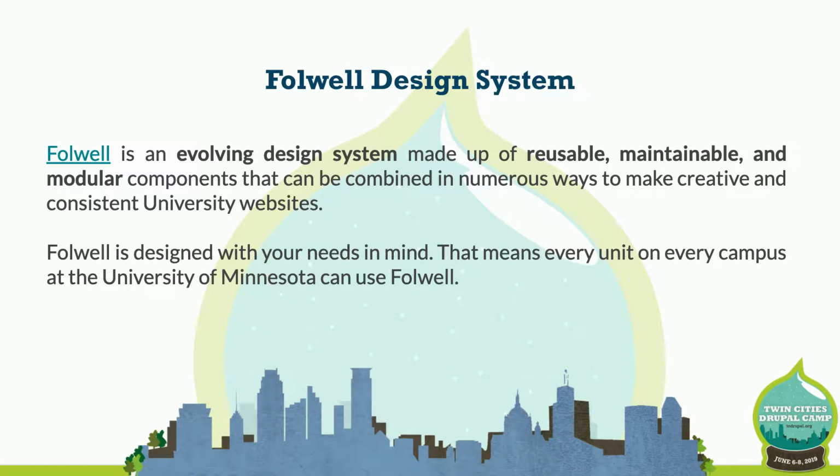Folwell is an evolving design system made up of reusable, maintainable, and modular components. So we follow an atomic design system to develop all those components. We start developing components from an atomic level, from a smaller piece. Then we build together and make it like atoms, organisms, and to the template and page levels.